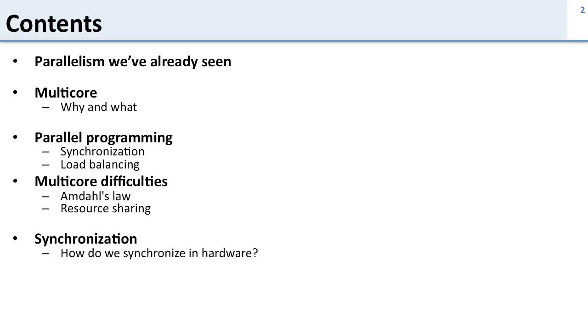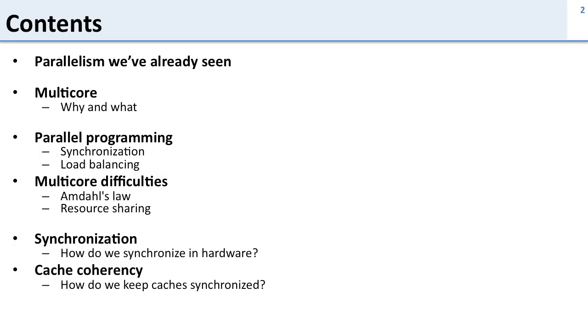We're then going to talk about some directly computer architecture related issues for parallelism. The first one is synchronization. How do we synchronize parallel things in hardware? That is, if we have two programs running at the same time, how do we synchronize them so that they don't mess up each other?